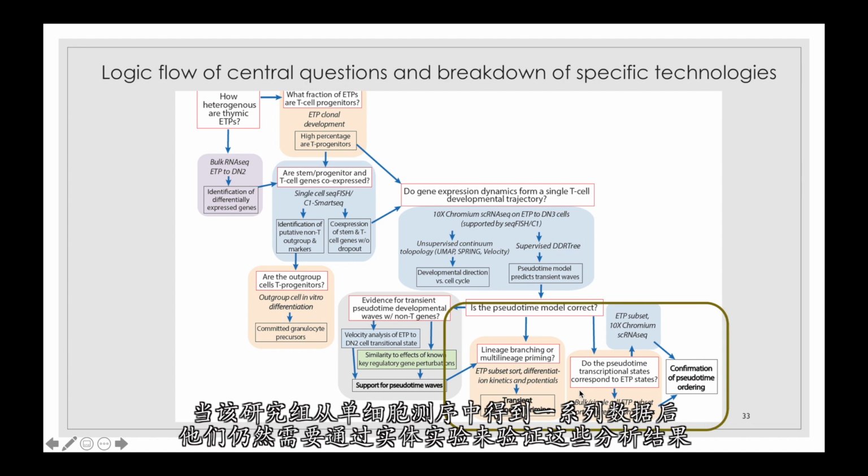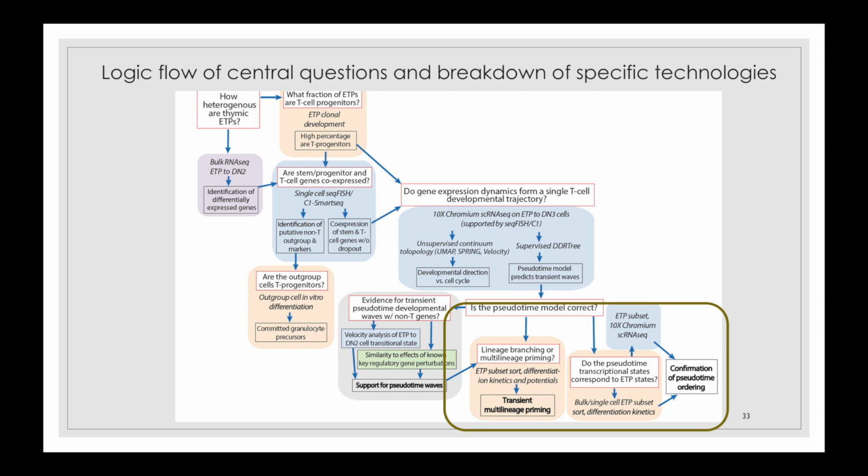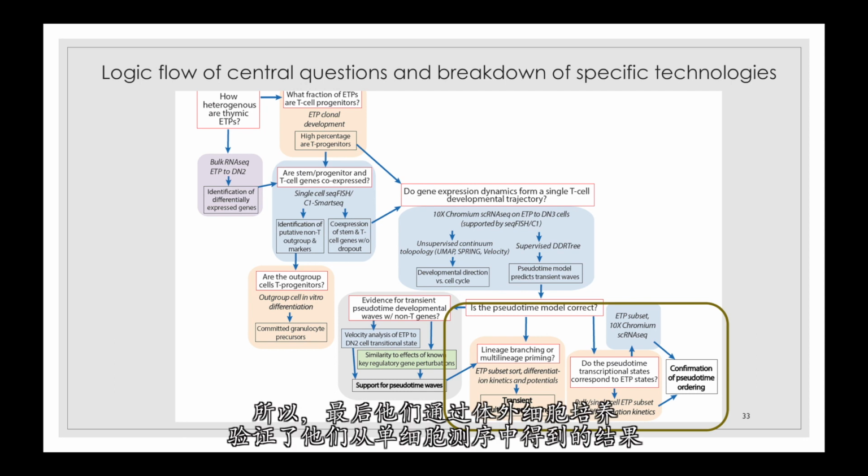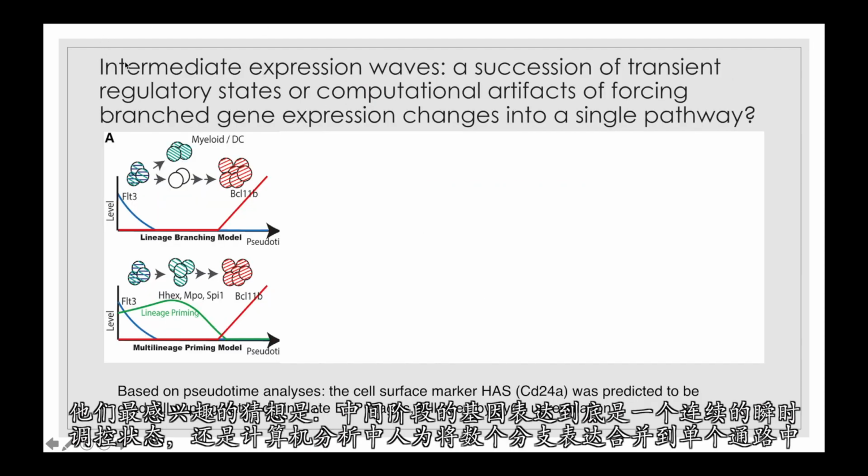After the group obtained a lot of analysis data from their sequencing, they needed to further confirm their analysis by wet lab experiments. So finally, they use in vitro cell culture and single cell sequencing from newly isolated cells to confirm their hypothesis. The hypothesis they were very curious about is whether the intermediate expression wave may be a succession of transient regulatory states, such as here, or a computational artifact of forcing branching gene expression changes into a single pathway.